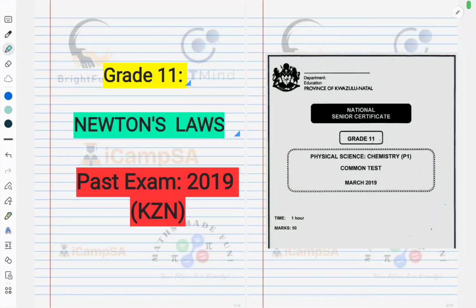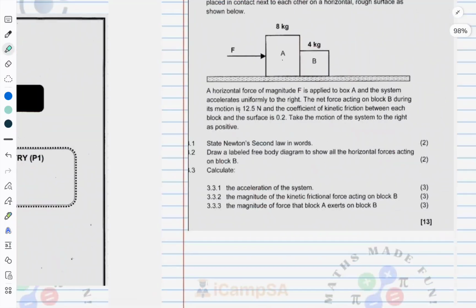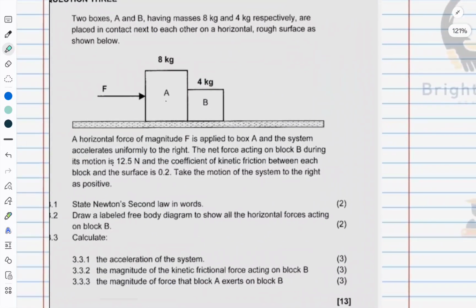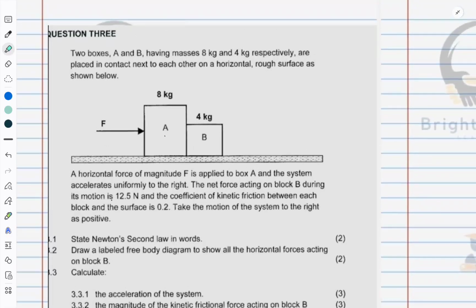So welcome to another video, and then we are looking at Newton's second law. This is from a past paper written in 2019 as a common test in KZN. Right, so we're given this system of boxes A and B.